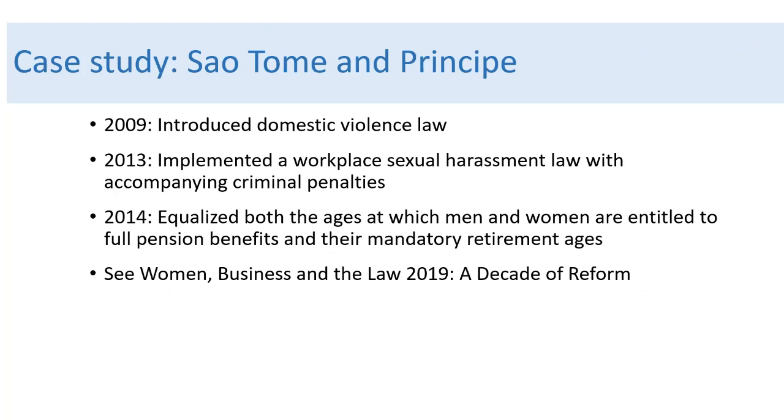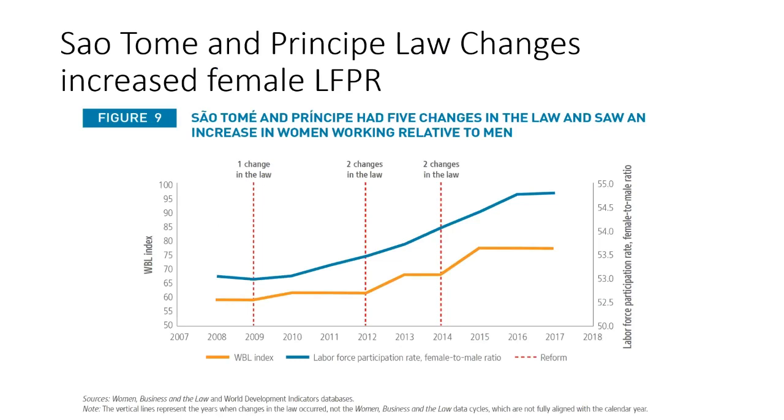The second case study will look at Sao Tome and Principe. So in 2009, the country introduced domestic violence law. And years later, it implemented a workplace sexual harassment law with criminal penalties. In 2014, there was an equalization of both the age at which men and women are entitled to full pension benefits and mandatory retirement ages. And we can see that all these measures have increased female labor force participation in the country. So there is a positive correlation between law changes and female labor force participation.